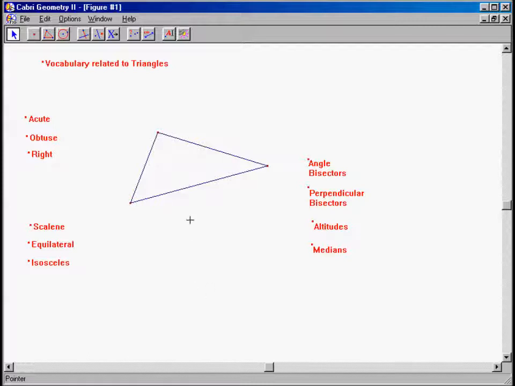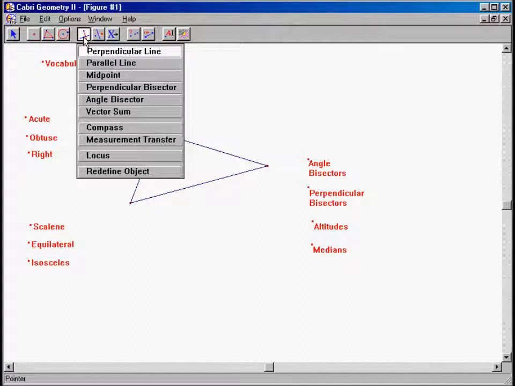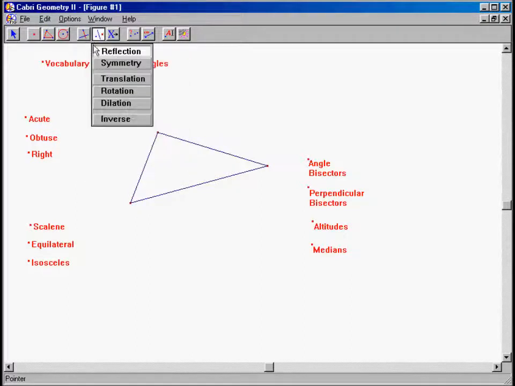That's its line in the middle of the road. You're supposed to stay on the right side of the median when you drive. There are 3 medians in a triangle, and they go from a vertex to the midpoint of the opposite side. So what we need to do is to find the midpoint of the sides.